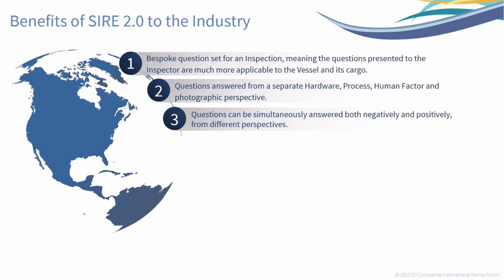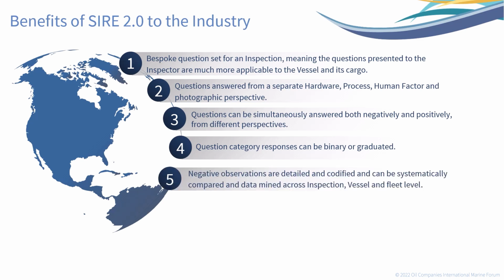An observation rank of positive, neutral, or negative within SIRE 2.0. The term observation, therefore, means any response entered in a response tool. The opportunity for inspectors to assess and write observations using grades of yes. When writing an observation on non-compliant situations, the editor will allow the inspector to write a granular assessment of the observation, including a breakdown by equipment, procedures, and human factors. Detailed and codified negative observations, allowing for systematic comparison and data mining across inspection, vessel, and fleet.